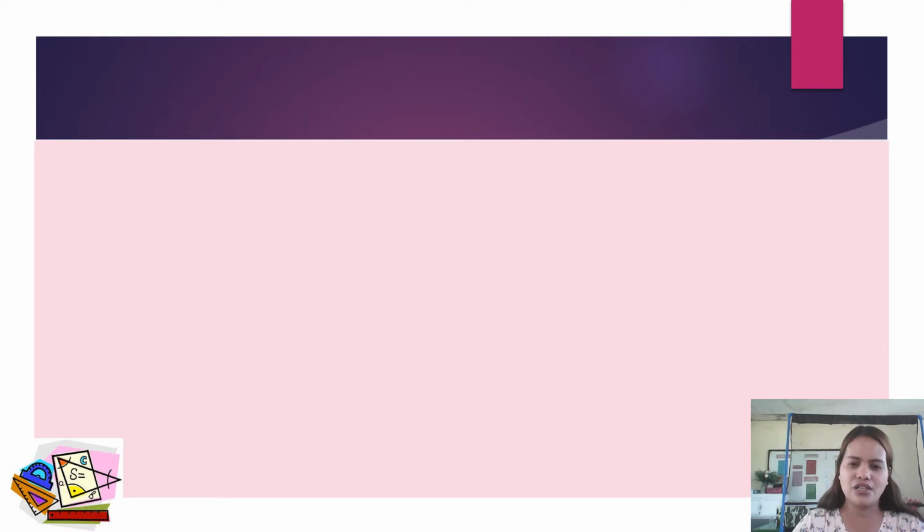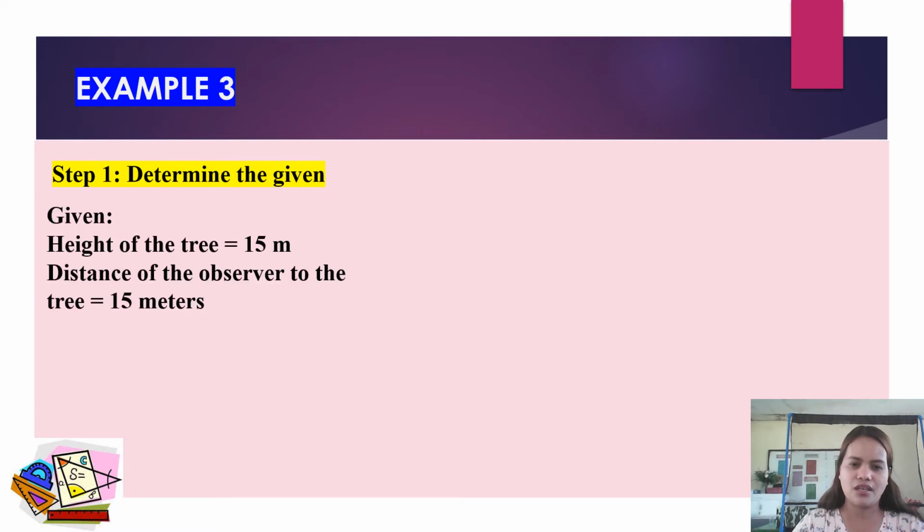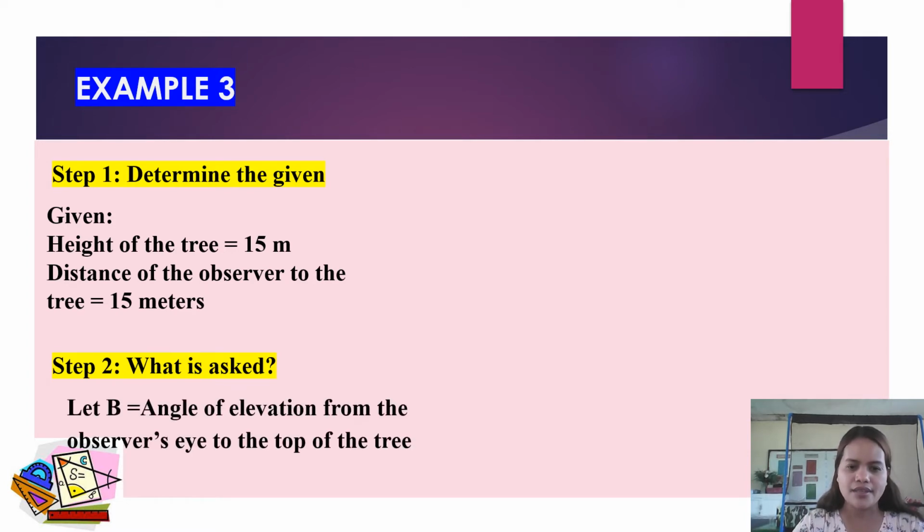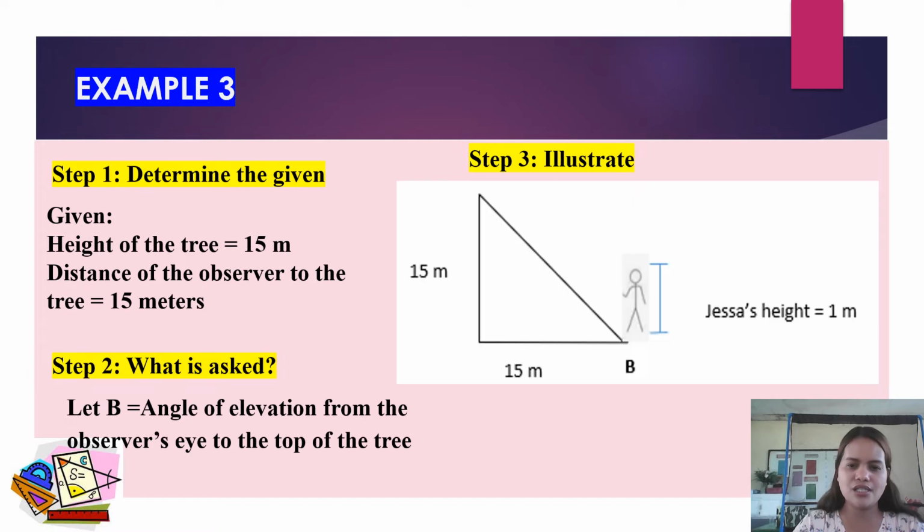Okay, so what is our first step? Determine the given. Okay, so we have the given. The height of the tree is 15 meters. Distance of the observer to the tree, that is 15 meters. What is asked? Ano yung hinahanap natin? Okay, the angle of elevation from the observer's eye to the top of the tree. So, ilan yung angle of elevation formed ni Jessa? Okay, so we have step 3, you're going to illustrate the given situation.